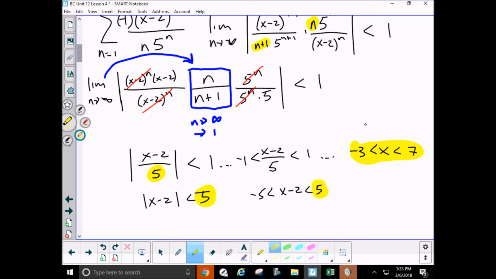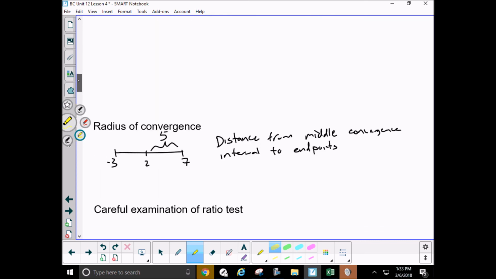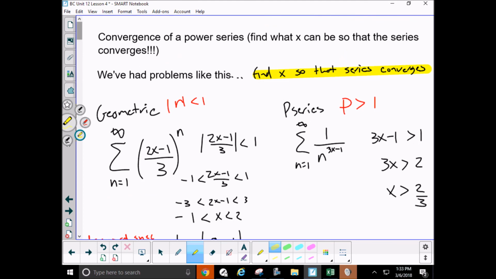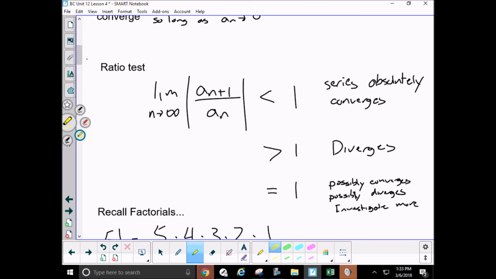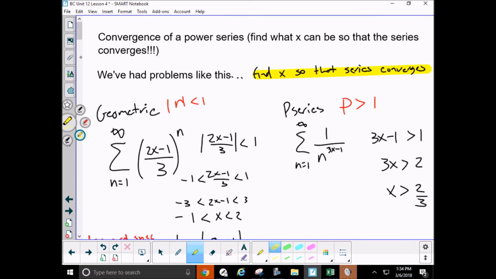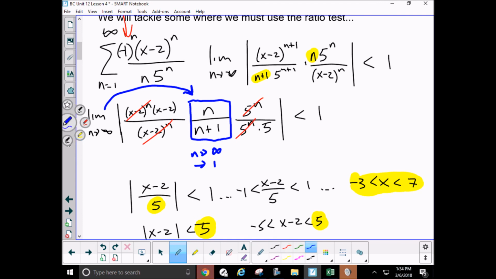Okay? But I said, wait, there's more. There is. Upon closer examination of the ratio test, the ratio test said that if this R is less than 1, the series absolutely converges. But when R equals 1, the series may converge. It may diverge. So we actually need to do some more examination of when this ratio equals 1. So let's go back over here and figure out, when did this ratio equal 1?